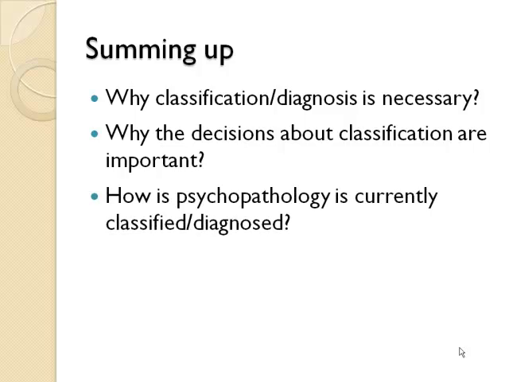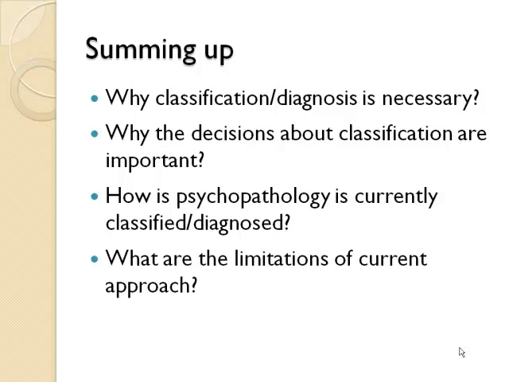I want you to know how psychopathology is currently being classified and diagnosed, and it will change some in the next couple of years when DSM-5 comes out. But like most things, probably not a radical change. So be familiar with how we're doing it now, and then also I want you to know what the limitations of the current approach are. What are the criticisms, and then think about, well, what are the answers to the criticisms, and then, well, what are some potential solutions to those problems, right? So these are all things I want you to know.